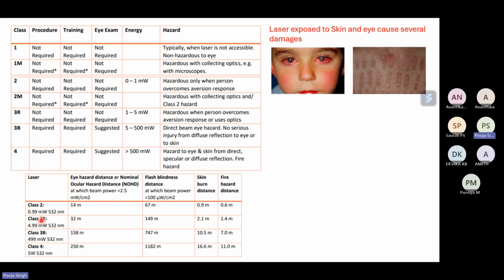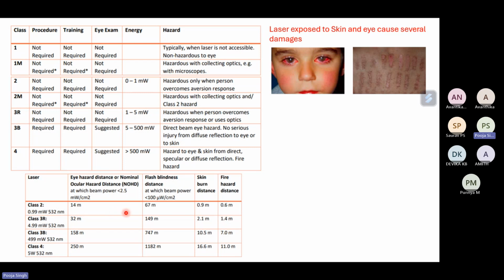Okay, so also here you can see class 2, class 3R, 3B, and class 4 lasers. They have different hazard distances. The eye hazardous distance, or nominal ocular hazard distance, we call NOHD. It is something biology related, because lasers are used frequently for medicinal purposes. So we should know at what distance the laser can impact our skin and eyes. Different classes have different blindness distances, as well as skin burning distance and fire hazard distance.